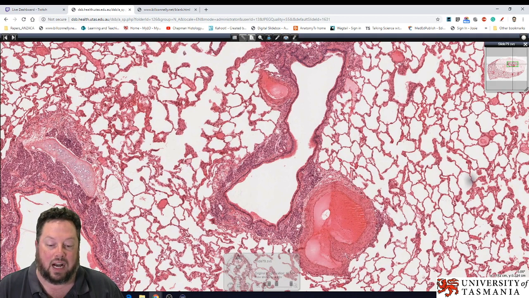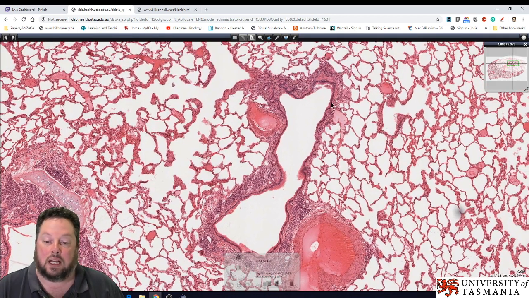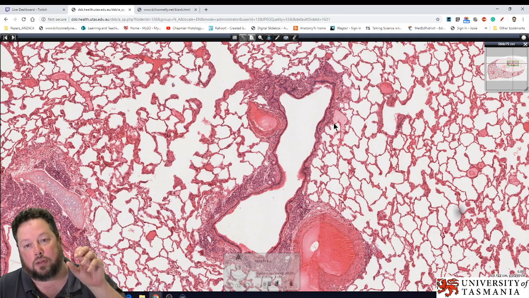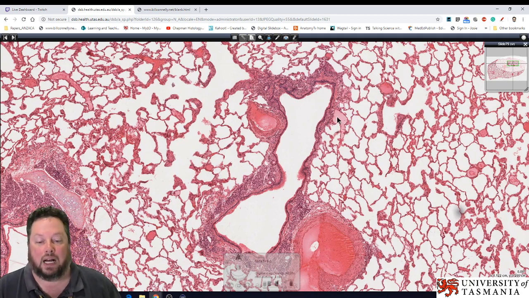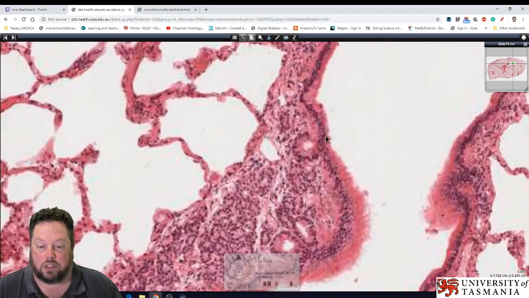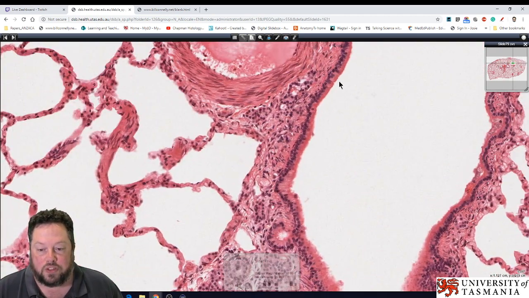So you can see here there's no cartilage present in this region. So the cartilage plates reduce in number to get to about the level of the bronchiole, and then there's no more cartilage present at all. We can see that the epithelium also changes in this region as well. We lose our goblet cells.